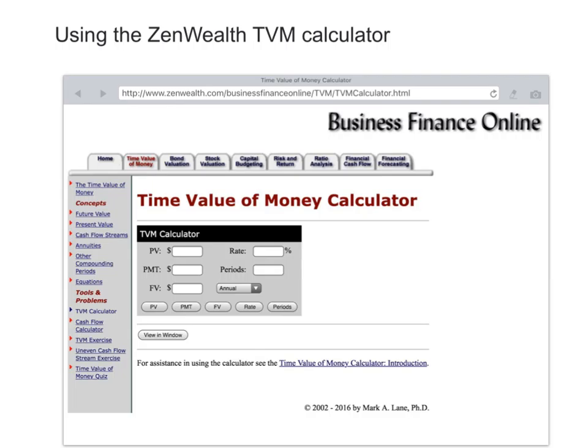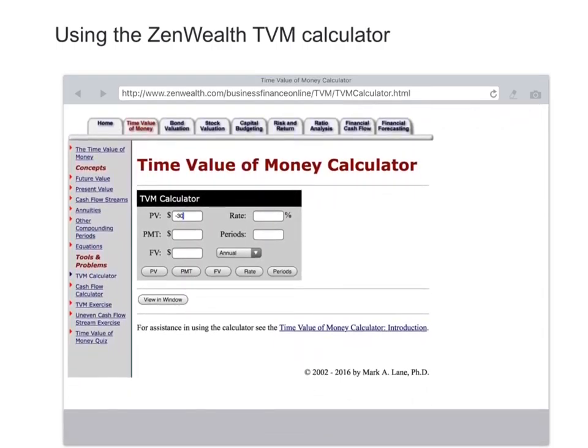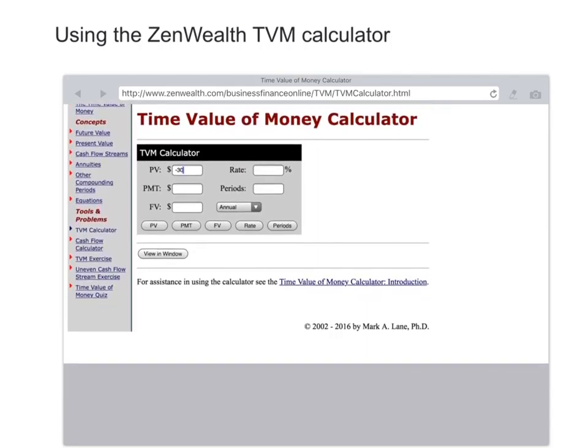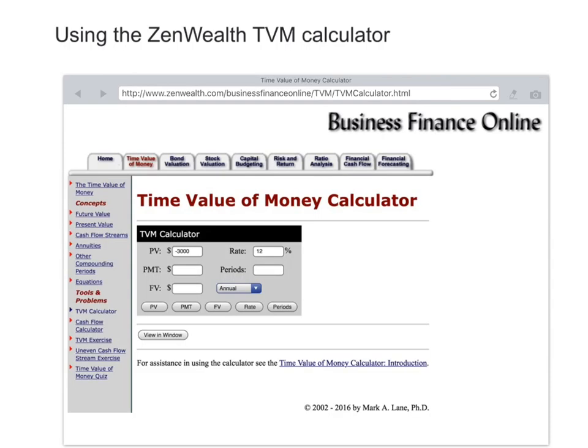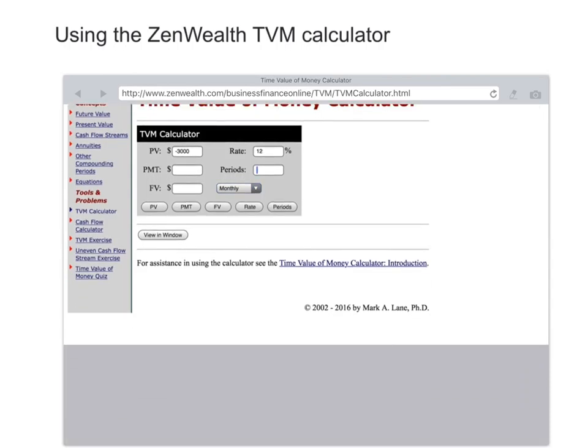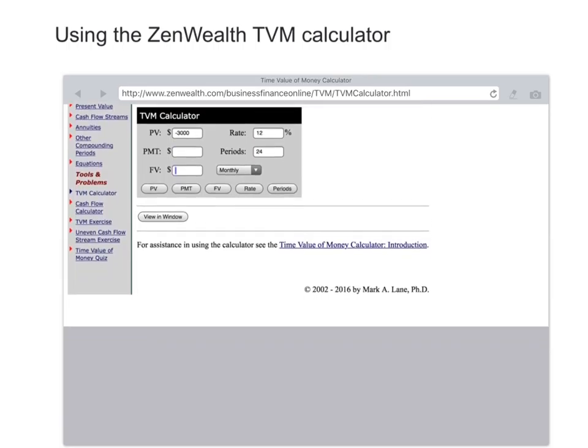Okay, we also have the Zen Wealth TVM calculator. The link is also attached. And so we can use this to do lump sum payments, as was demonstrated in class the other day. If I had invested $3,000 right now at a rate of 12%, and I'm investing, let's say, monthly, if I want to do that for 2 years, that's 2 times 12, because it's 2 years with 12 a month, so 24. I'm not going to make a payment, and I'd like to know what my future value is. So to figure that out, I just hit the FV button, and it calculates it for me.